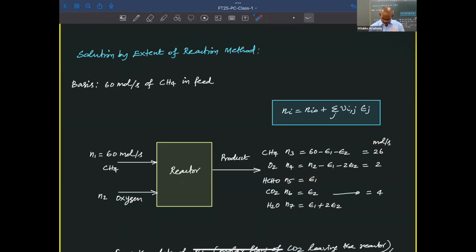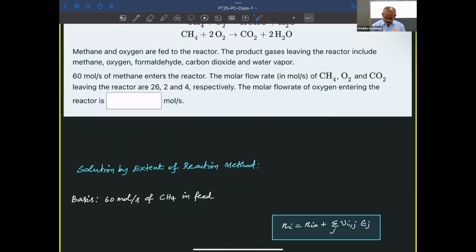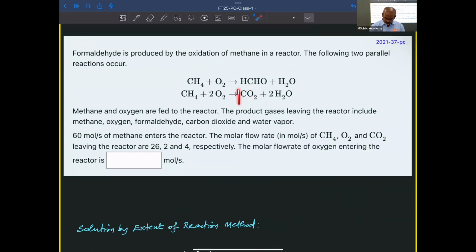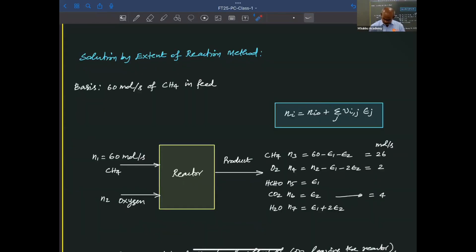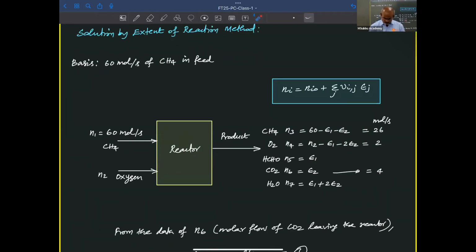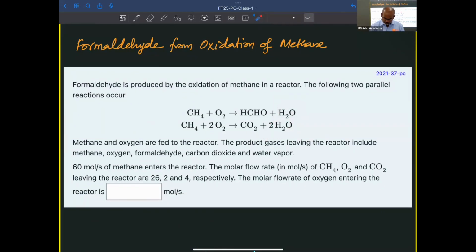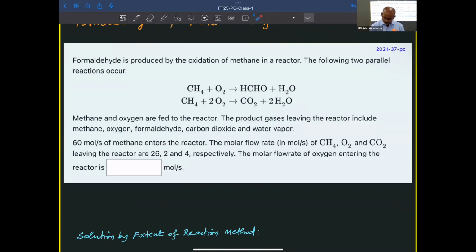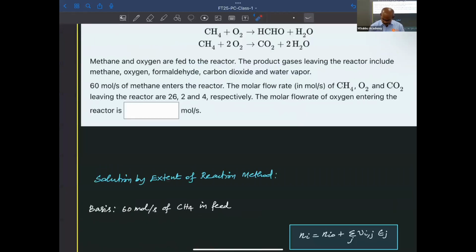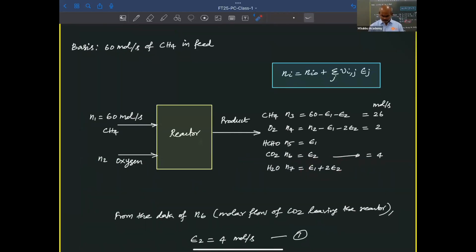Like that for CO2. CO2 is involved in the second reaction alone, which has a stoichiometric coefficient of 1, so that's why it is E2. Like that for water. Water is involved in the first and second reactions, with coefficients of 1 and 2. So E1 plus 2E2 is what is there for water. By this way, now we have written everything.